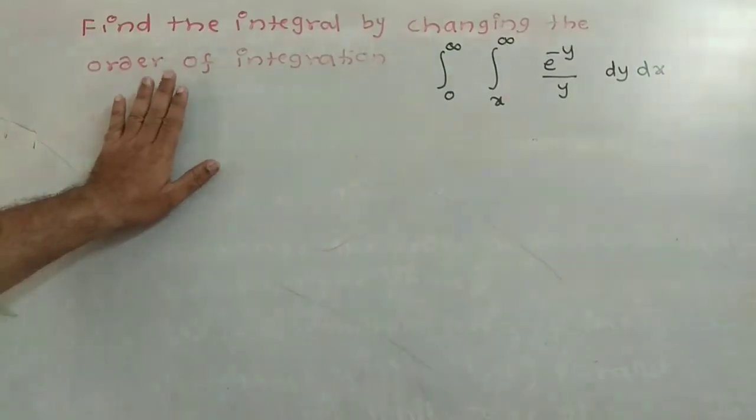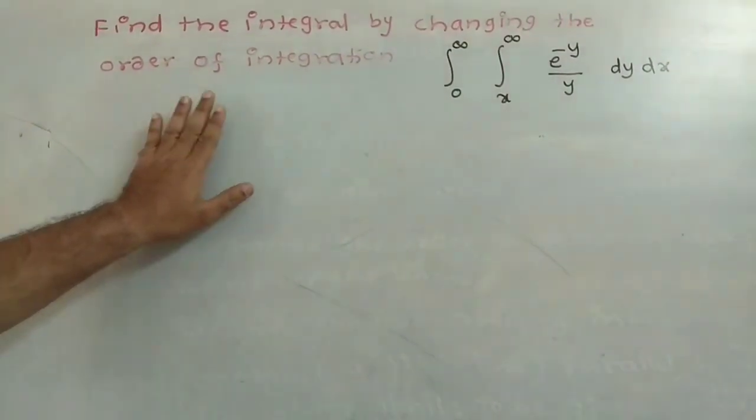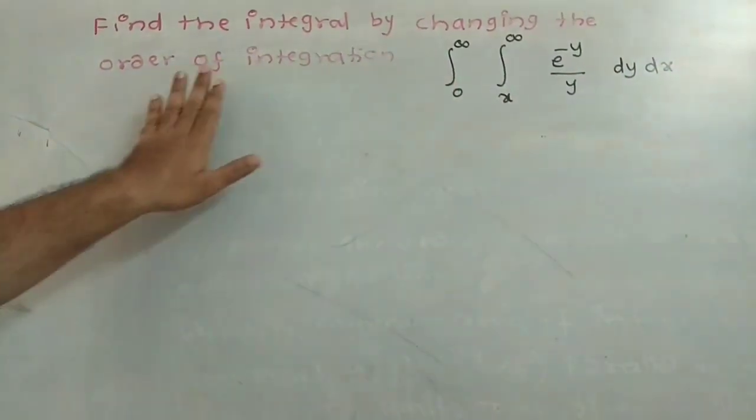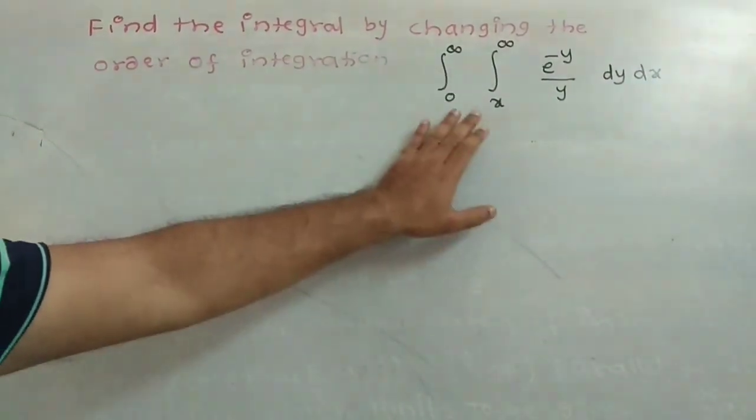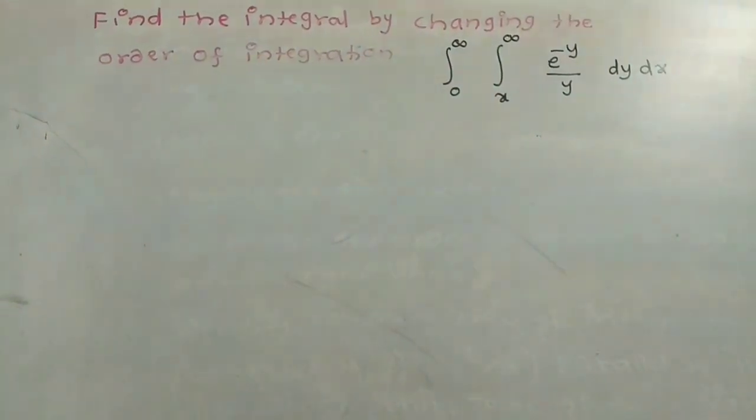Now let us take the first problem. You just keep the concentration to understand the complete procedure. Find the integral by changing the order of the integration. It is a double integral, 0 to infinity, x to infinity, e power minus y by y dy dx.